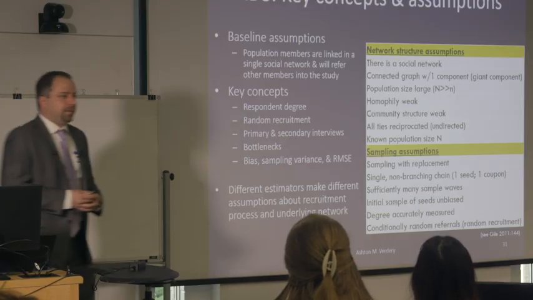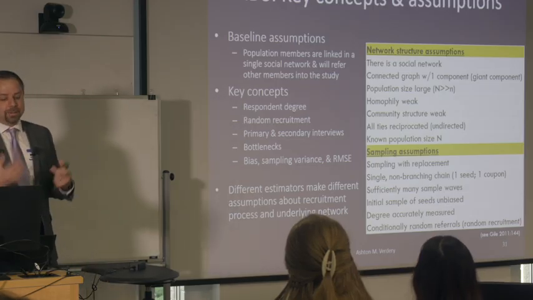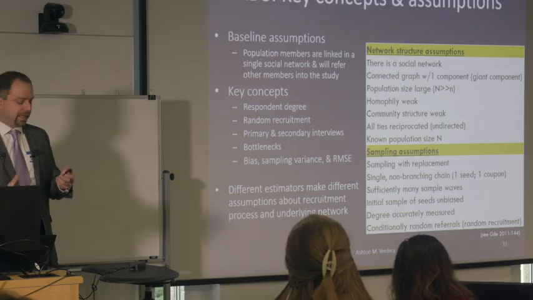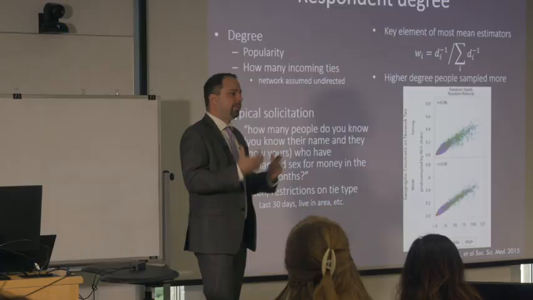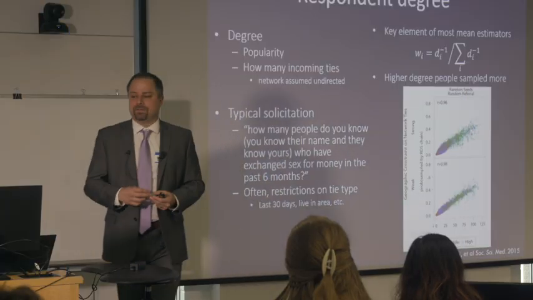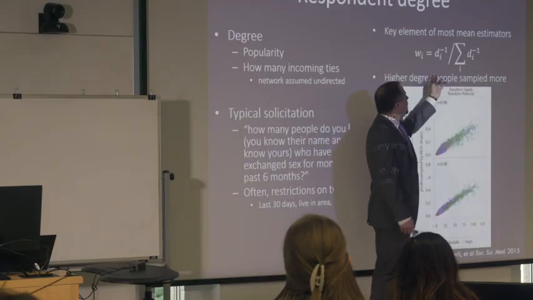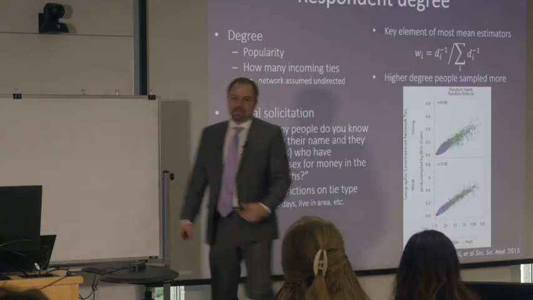So there are a lot of different estimators used in the RDS literature, but all of them make assumptions about the recruitment process and underlying network. And almost all of them really focus on respondent degree as the key metric that drives the probability by which you are likely to be sampled, right? So almost all of them are attempting to account for your probability of being sampled. The most classic one here is that your probability of being sampled is weighted average of your degree over the total degree in the population. And that typically works pretty well.